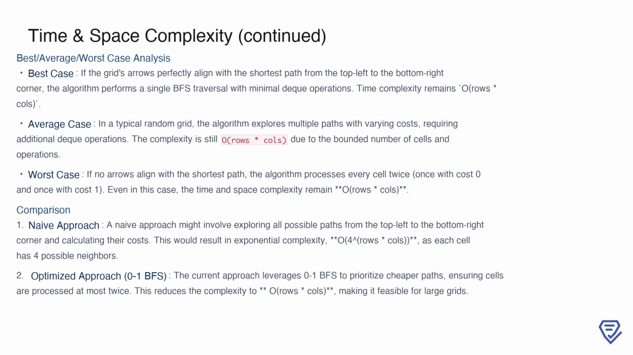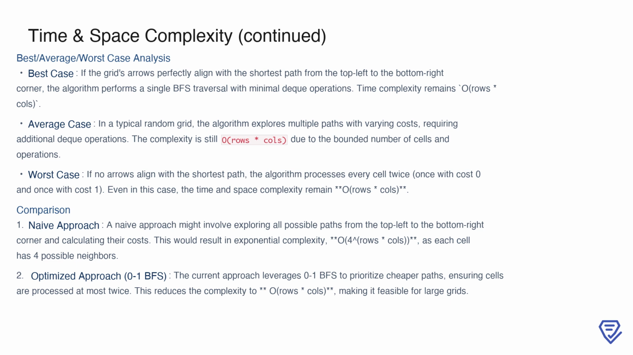In the average case, such as with a randomly generated grid, the algorithm explores multiple paths with varying costs, requiring more deque operations. However, the complexity remains bounded at O(rows * cols). Finally, in the worst case, where none of the arrows align with the shortest path, every cell is processed twice, once with cost 0 and once with cost 1. Even in this scenario, the algorithm's efficiency holds, maintaining a time and space complexity of O(rows * cols).